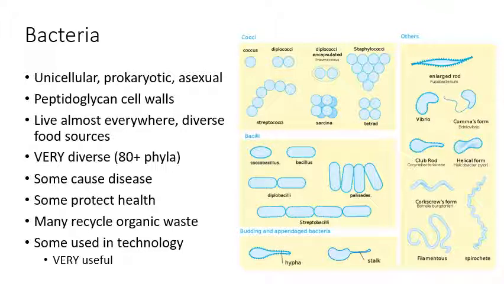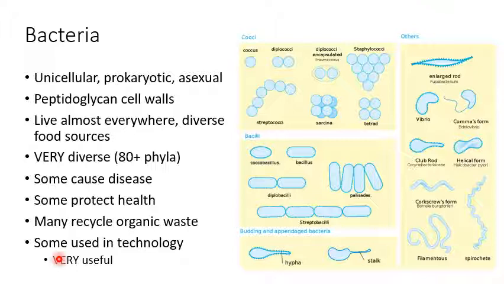Okay, so here's the bacteria. Bacteria are all unicellular prokaryotes, and they reproduce asexually. Their cell walls are made out of peptidoglycan. They live in almost every environment on Earth. They can eat all types of things. Any given species can eat only a given amount of things, but when you consider all the different bacterial species, they all eat different stuff. So as a whole, they can eat just about anything.